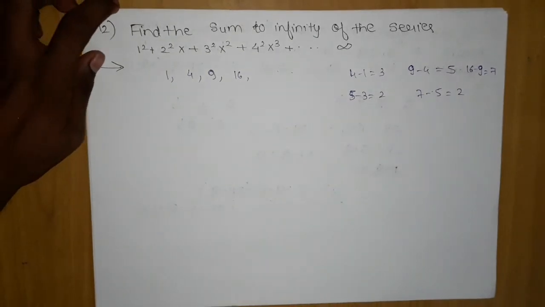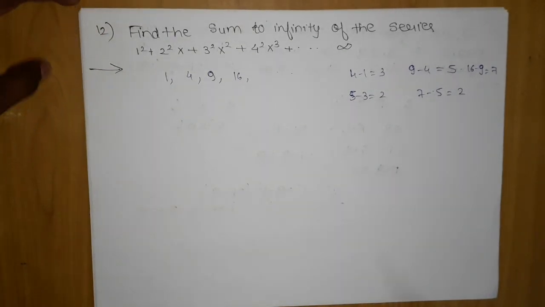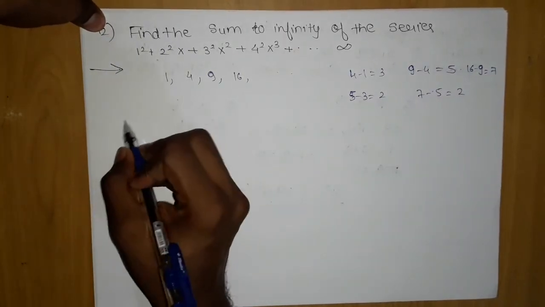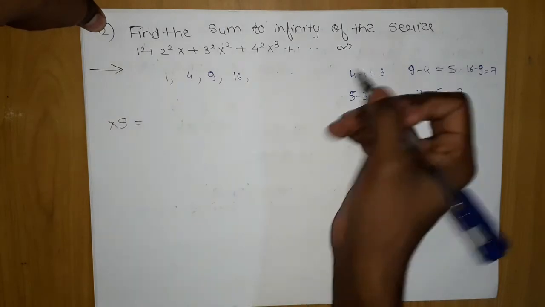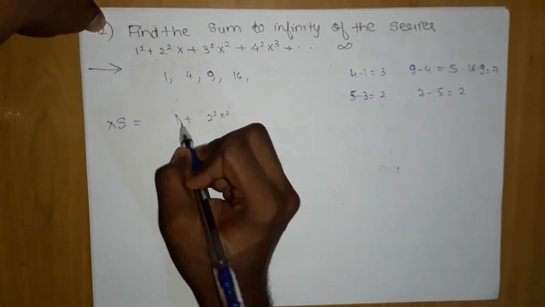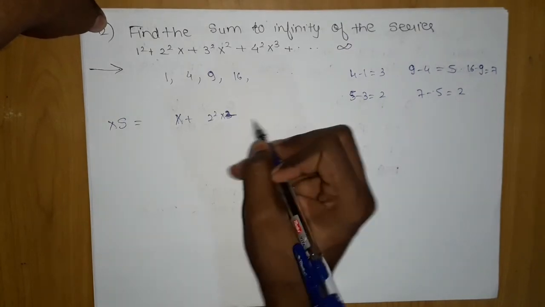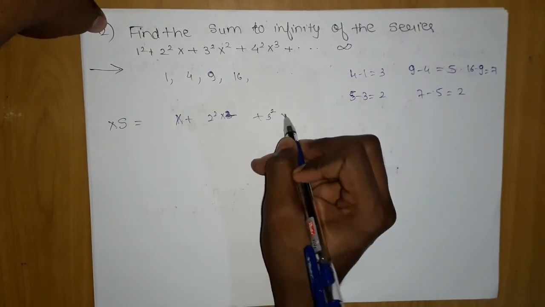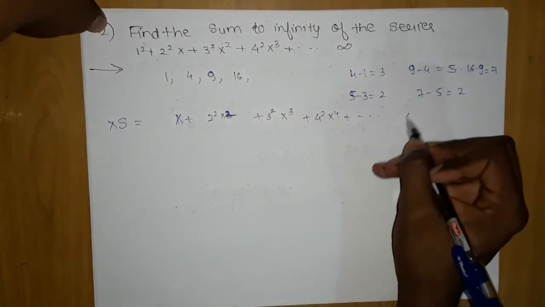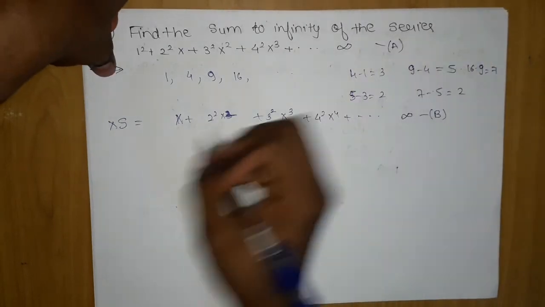So it is an AGP problem. Okay, it is very easy. We have seen this variety twice, AGP application problem. So what we will do, get the common ratio, x, and multiply by x. Call it as S only: 1 plus 2 square x square. This will become x, this will become x square, and this will become x cube, this will become x to 4 till infinity. Call it as B.